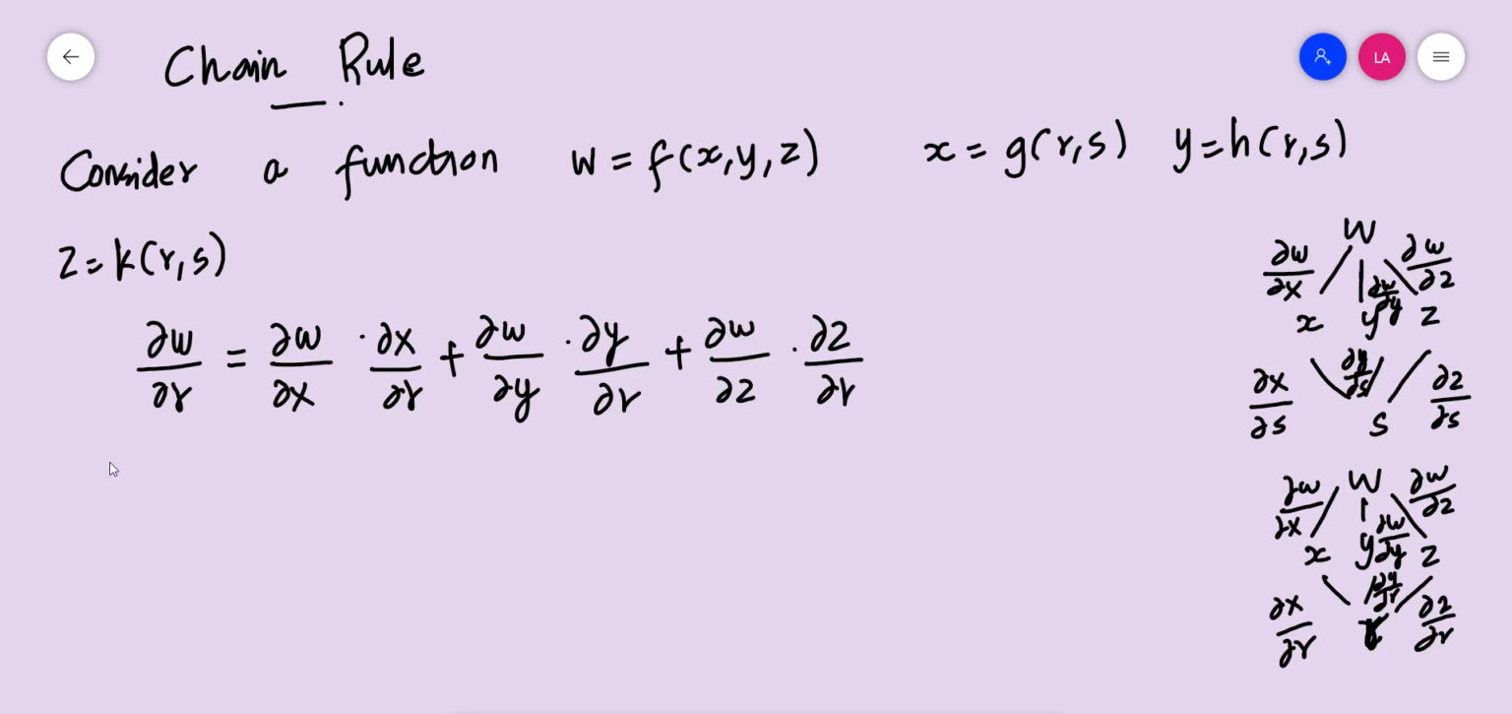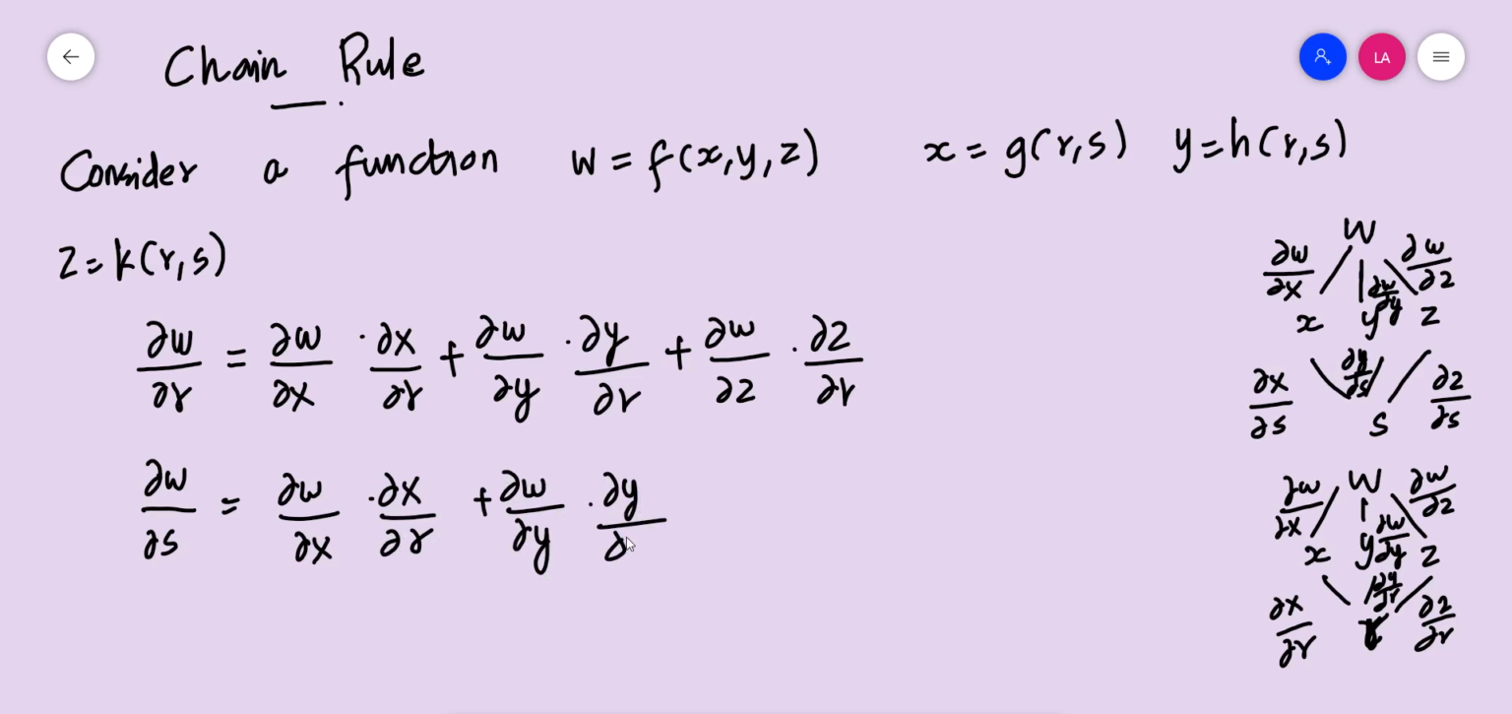Similarly, taking the derivative of w with respect to s, dou w by dou s is dou w by dou x times dou x by dou s, plus dou w by dou y times dou y by dou s, plus dou w by dou z times dou z by dou s.